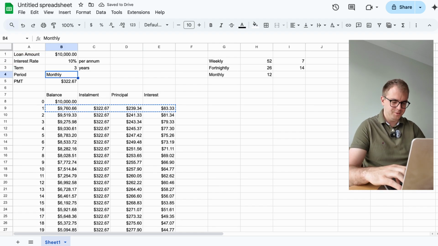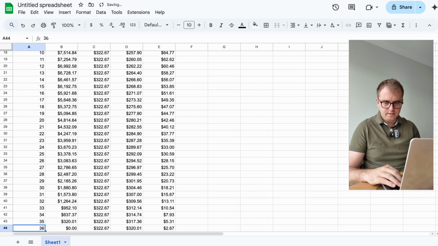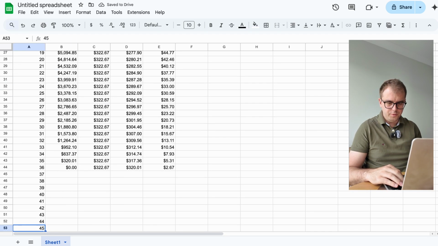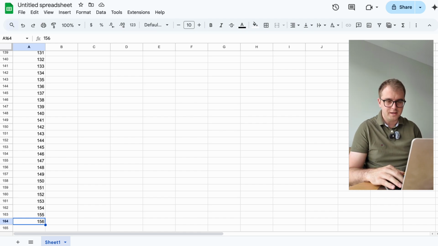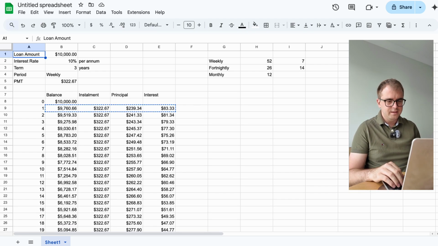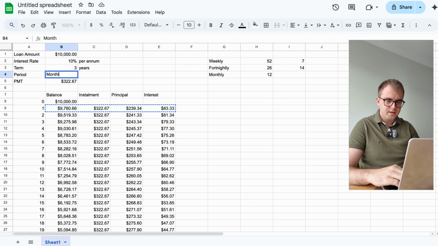So let's change that to weekly and see what we get. Now you can see all these payments going down to 156. That's 52 times 3 because we have a loan for 3 years. So that's how that changes. Let me just change this back to monthly. Now let's find where else it appears.